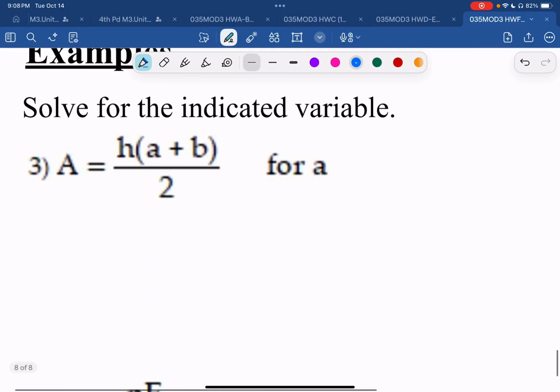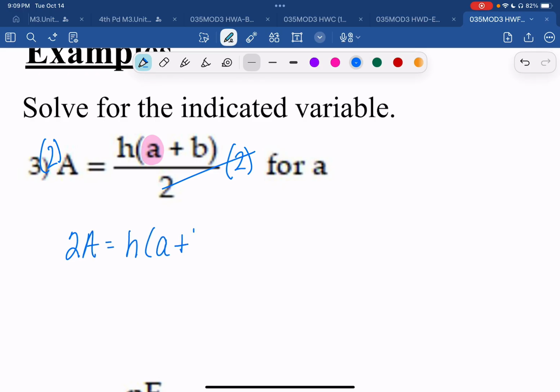Okay. All right, this one. We're trying to get A by itself. So this one's got a little bit more stuff going on, but that's okay. We're going to take it one step at a time. We want to get rid of that 2. So we're going to multiply both sides by 2. So I've got 2A equals H times (A plus B).